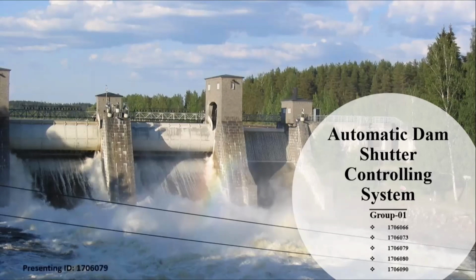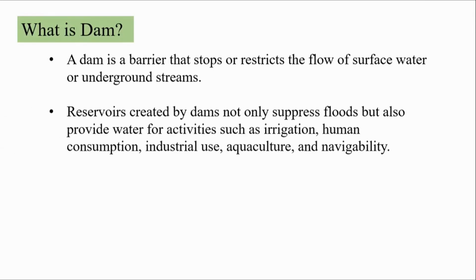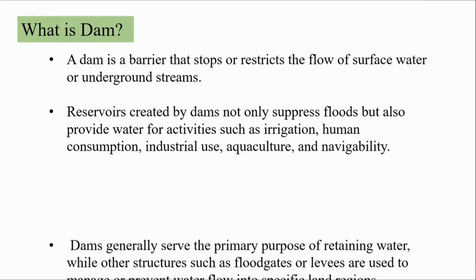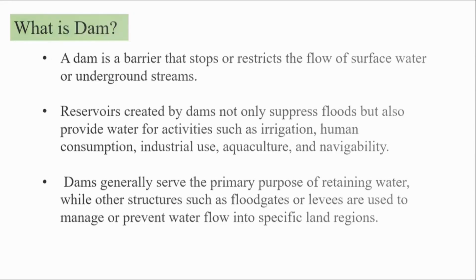So, what is a dam? A dam is a barrier that stops or restricts the flow of surface water or underground streams. Reservoirs created by dams not only suppress floods but also provide water for activities such as irrigation, human consumption, industrial use, aquaculture, and navigability. Dams generally serve the primary purpose of retaining water, while other structures such as floodgates or levees are used to manage or prevent water flow into specific land regions.